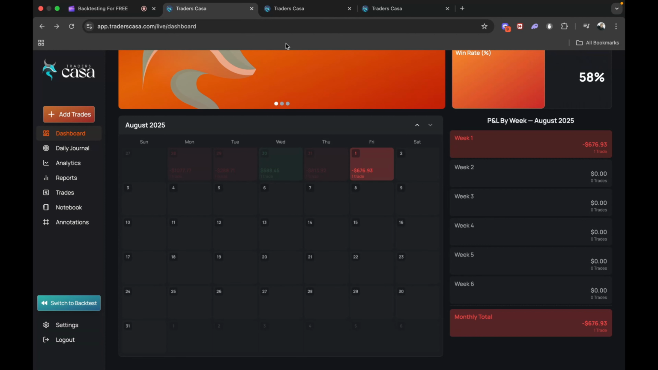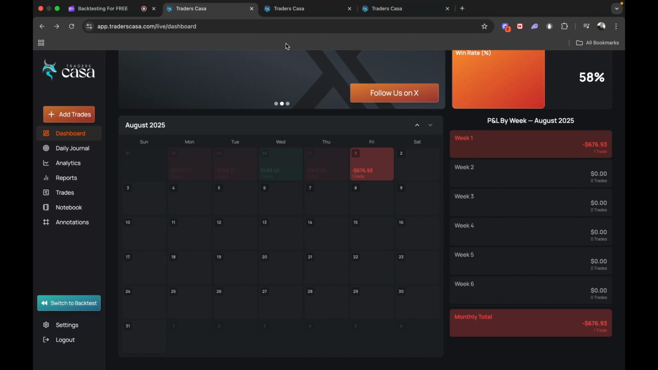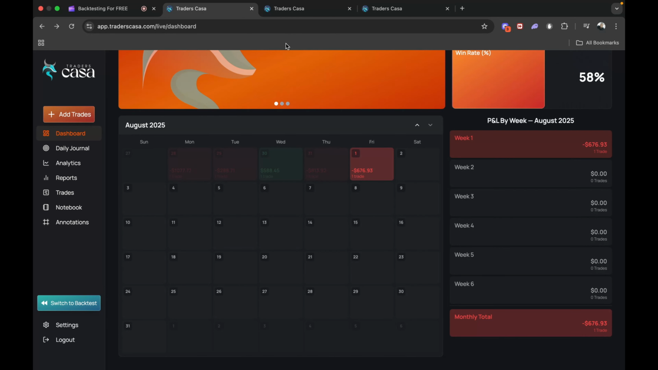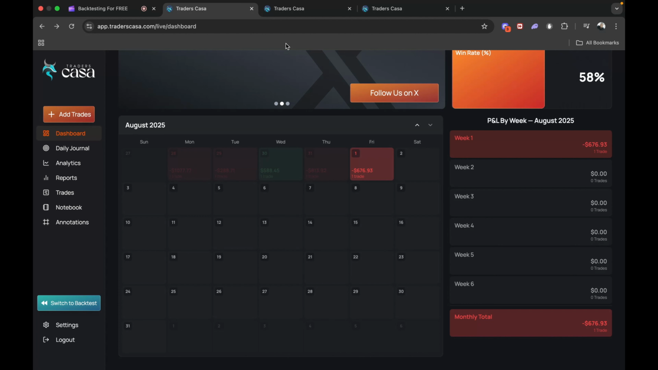Traders, today I want to show you how you can backtest for free using a platform called Tradercasa. Now the problem with beginner traders is they just jump straight into the market. They do not backtest their strategies to see if it actually works. You have to backtest your strategy, calculate your wins, calculate your profits, and then know what to expect from your strategy when you get into the live market. So thank God for Tradercasa. You can backtest your trades all for free.